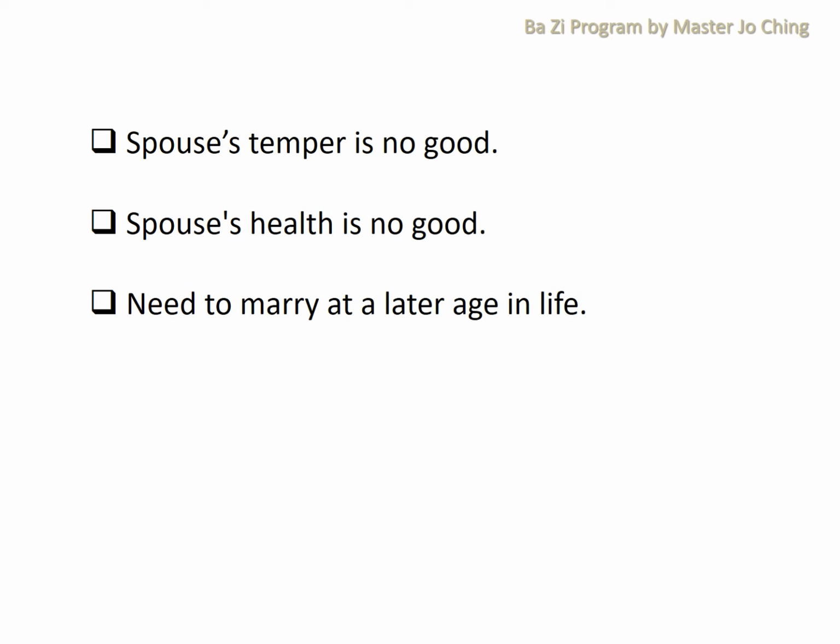Normally, you can say that the spouse's temper is no good. The husband always has a quick temper, always throws tantrums, and is very impatient. And the spouse's health is no good. That means the husband probably suffers from some chronic illness, or once in their lifetime they have gone through certain surgery, or they have some scars on their body.